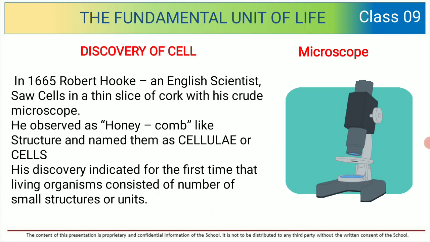First, let us talk about the discovery of cell. In 1665, Robert Hooke, an English scientist, saw cells in a thin slice of cork with his crude microscope. He observed a honeycomb-like structure and named them cellulae or cells. His discovery indicated for the first time that living organisms consisted of a number of small structures or units.